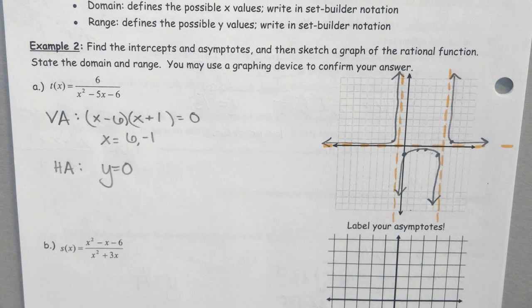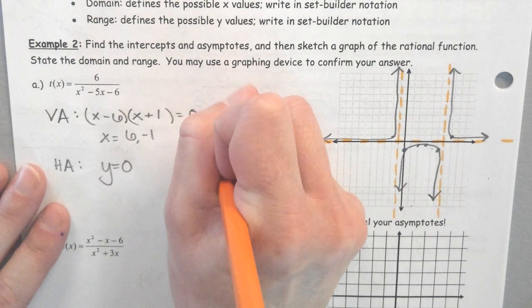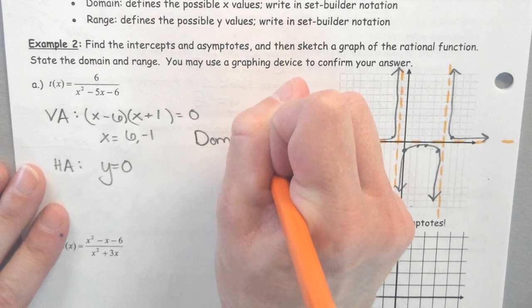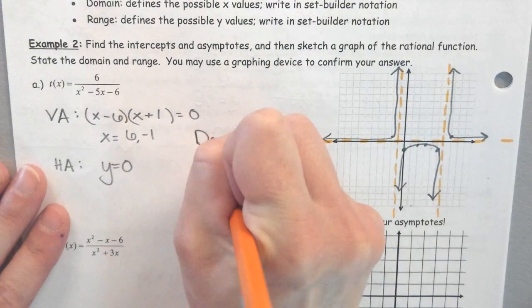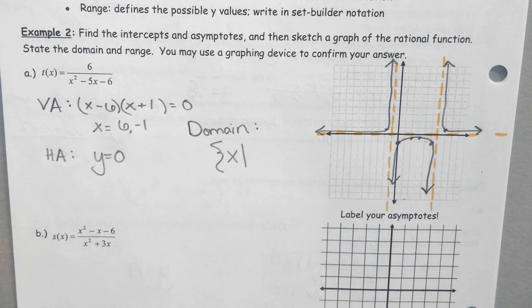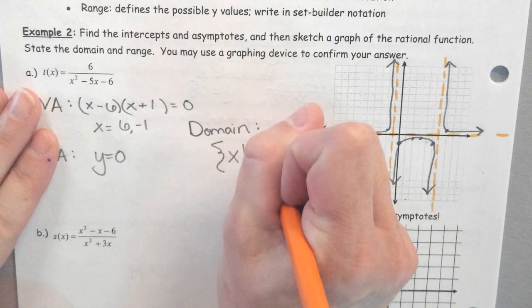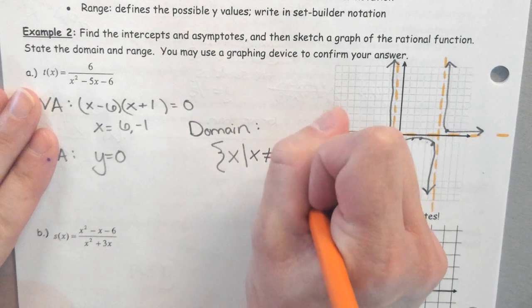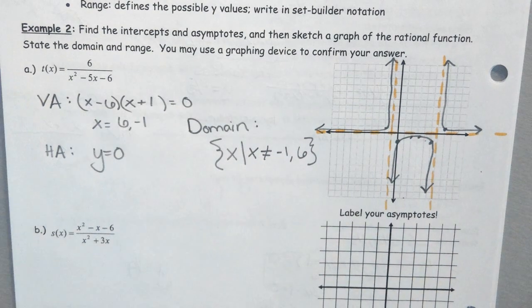Alright, let's talk domain and range. It looks like I wrote it in set notation today. So x such that x can be anywhere on this graph except for 2 locations. Which ones are off limits in terms of x? 6 and negative 1. So x such that x cannot equal negative 1 or 6. So what that tells me is my domain is anything else other than those 2 numbers.